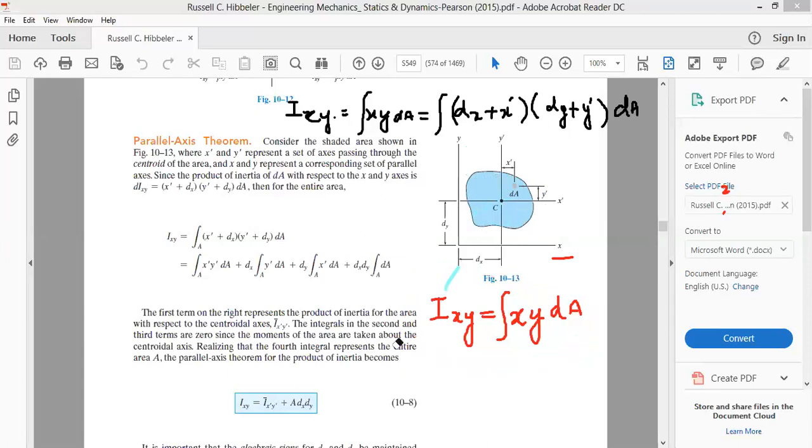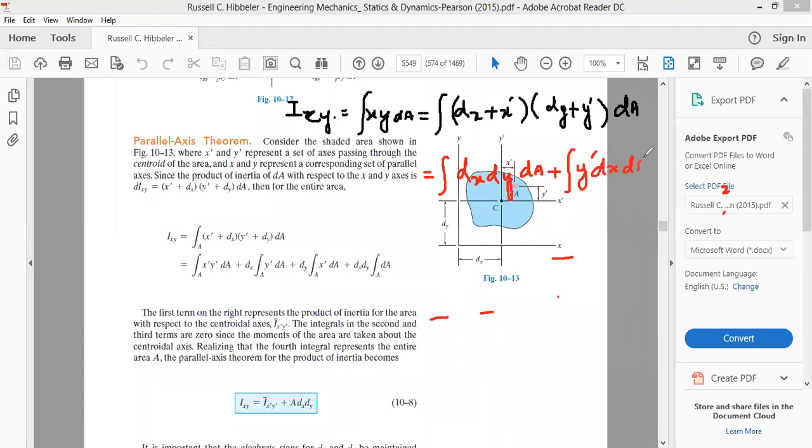Now we can further simplify this. This can be simplified as integral of cross multiply: this is integral dx dy dA, plus integral of y prime dx dA, plus integral of x prime dy dA, plus the last one will be integral of x prime y prime dA. Okay, this is how it will go.